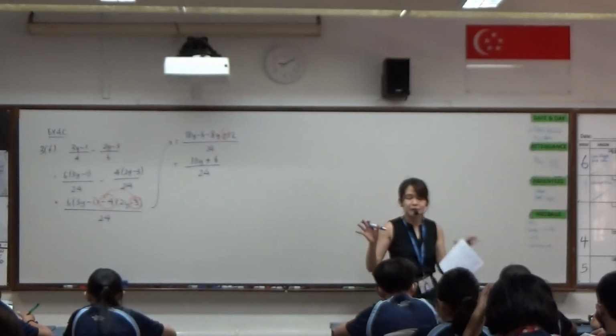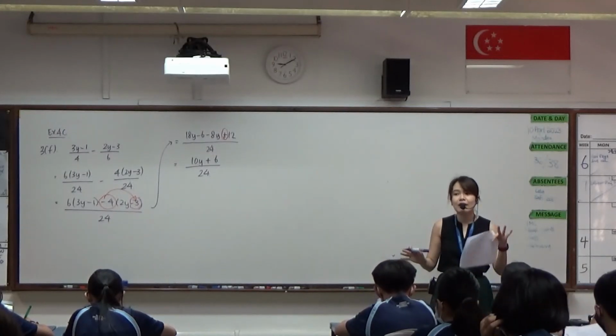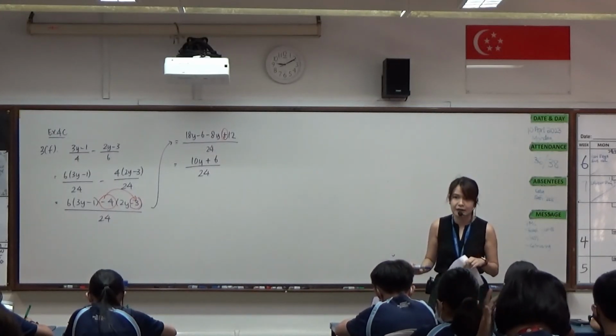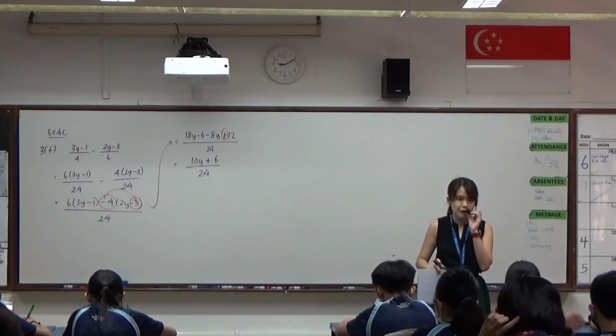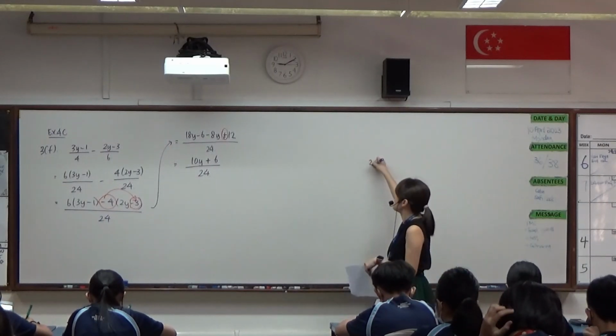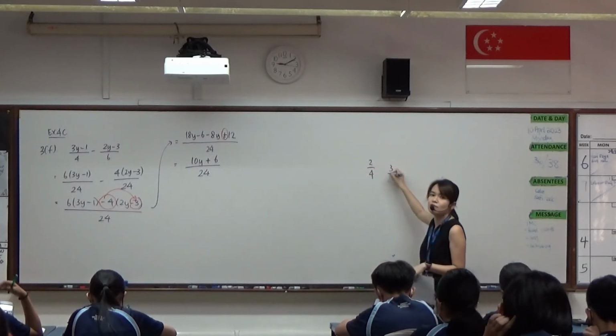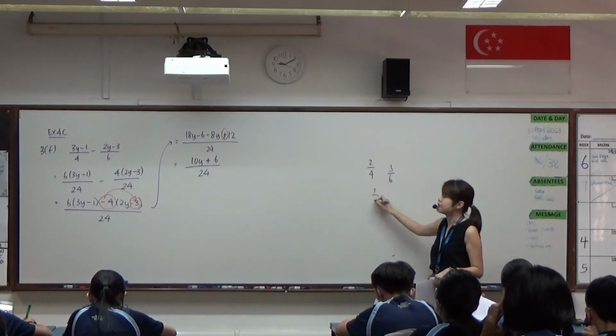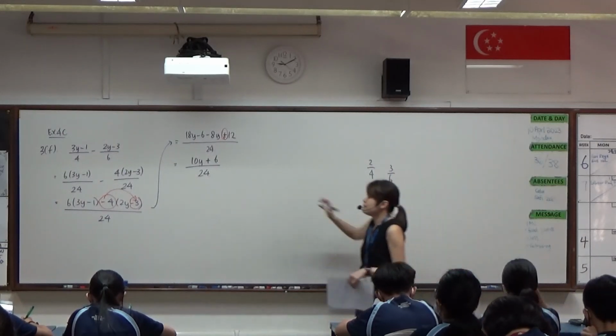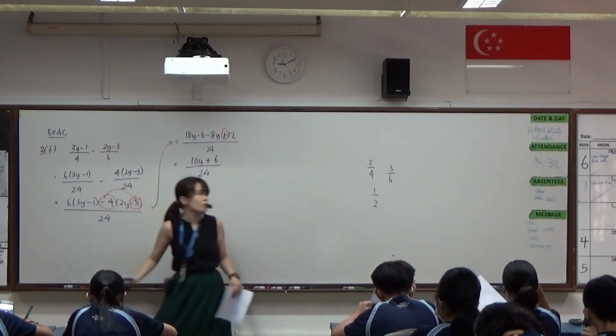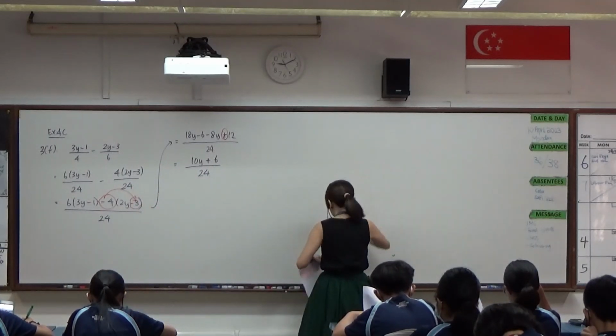They're all perfectly fine, they're all correct. However, it is not simplified. It is not in its simplest form. It is just like you leave your answer as 2 over 4 or 3 over 6 and not simplifying to a half. Why do I say that and how do we overcome that problem here?